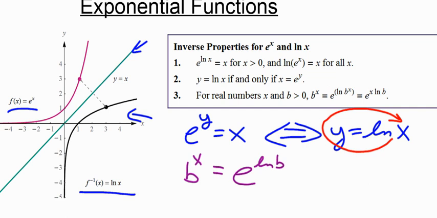by saying e to the ln of b to the x, and using our power rule, the exponent of x comes before the ln, so we have e raised to x ln of b. All right, so this is an important property that we need to use. It's technically called a change of base.